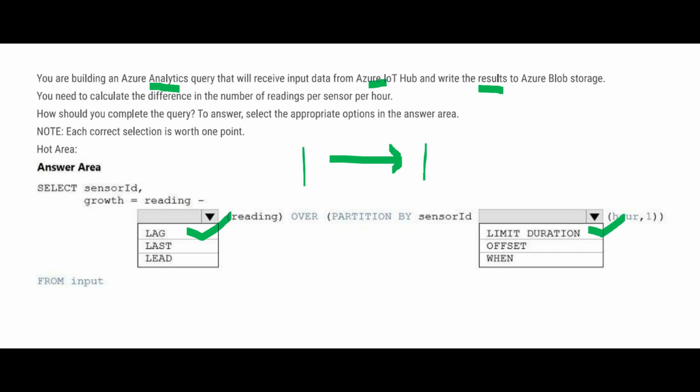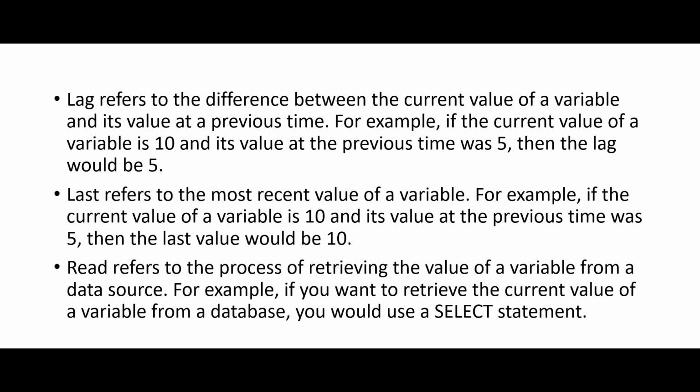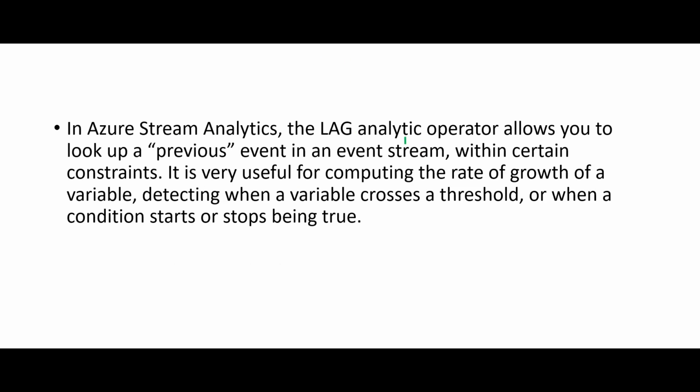Okay, limit duration. First, let me explain lag to you. What lag is, it gives you the difference between the current value of a variable and the previous value. And last, if you see, it refers to the most recent value. Read refers to the process of retrieving the value of a variable from a data source. In Stream Analytics, the lag analytic operator allows you to look up the previous event in the event stream.